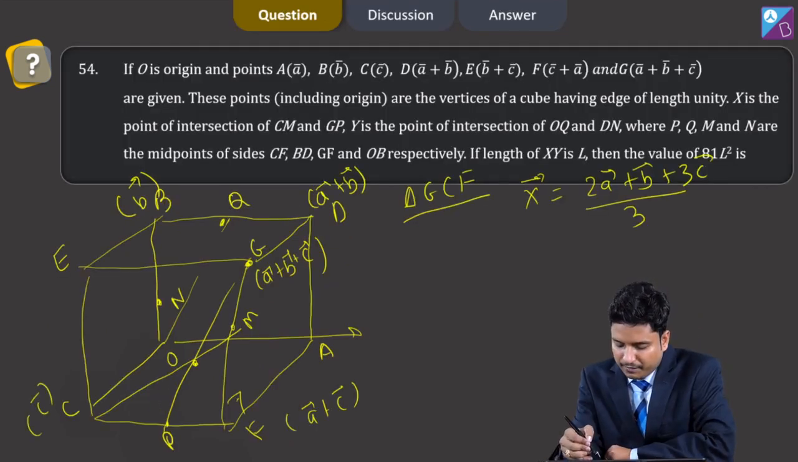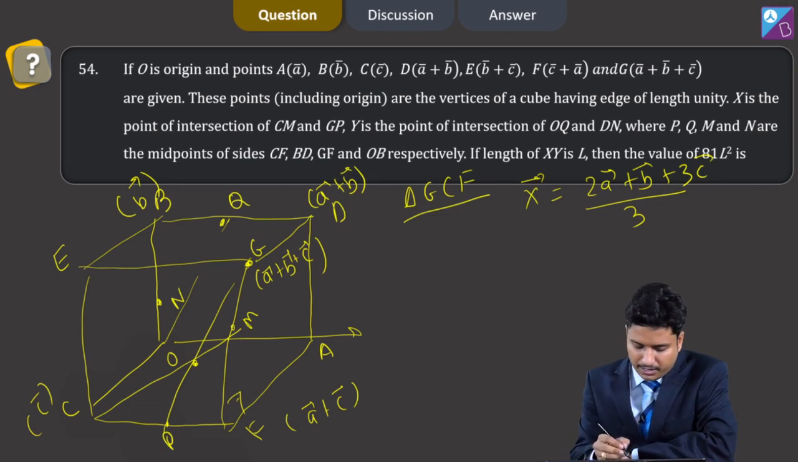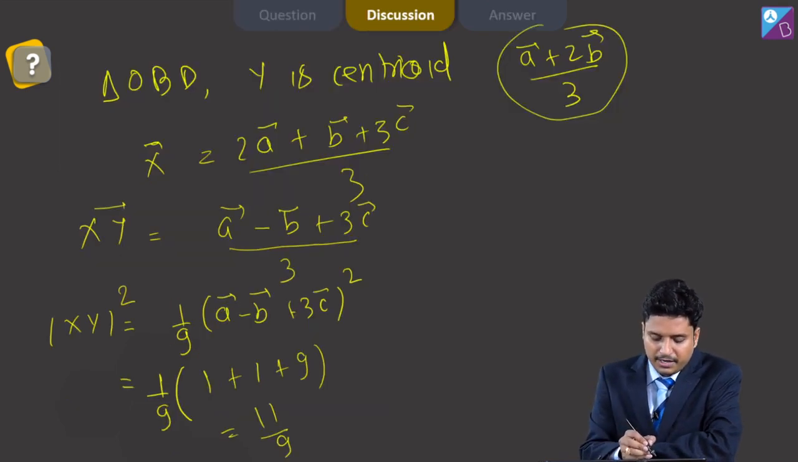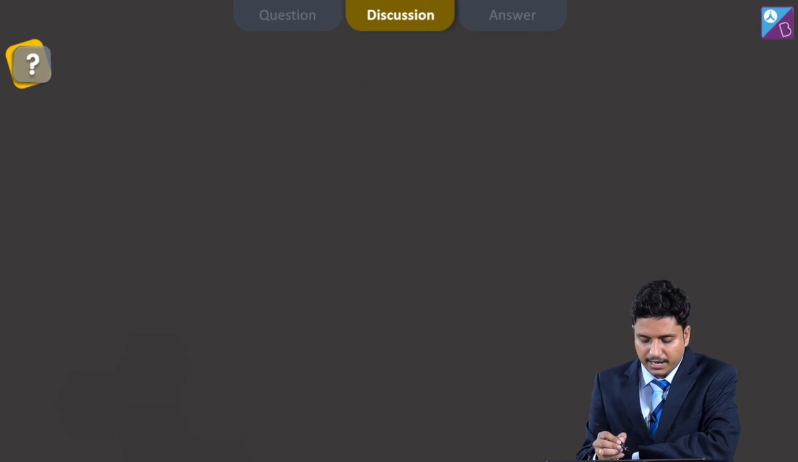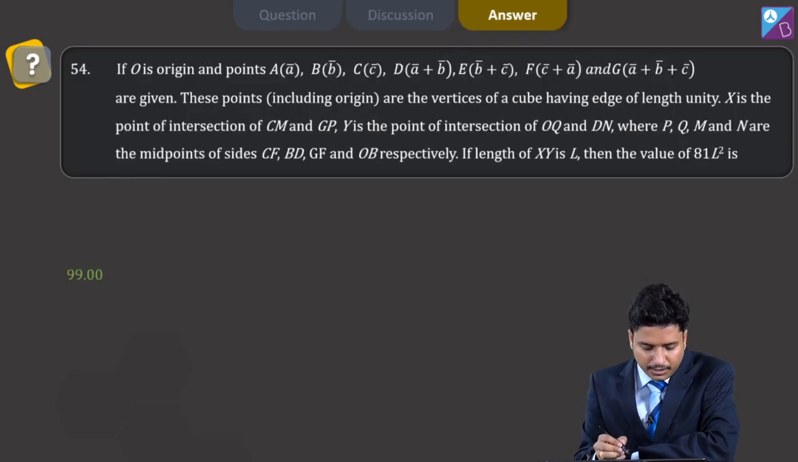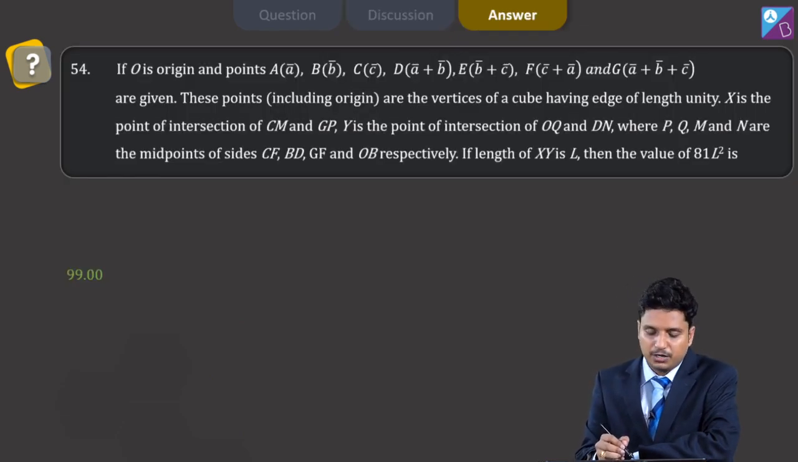We have to find out 81 L square, and we can see that L square is 11 by 9. So 81 L square will be equal to 81 into 11 by 9, that is equal to 99. So the correct answer for this case will be equal to 99.